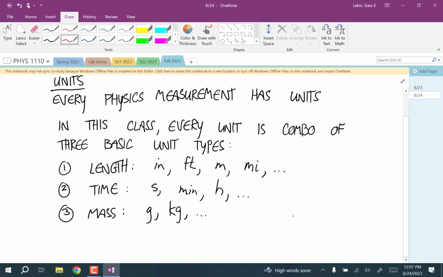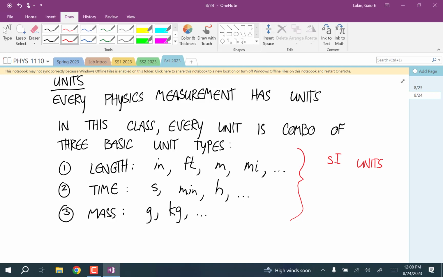Okay, so for almost everything, we're going to use SI units. You can think of SI as standing for Standard International. It really stands for some French version of that I'm not going to try to pronounce.